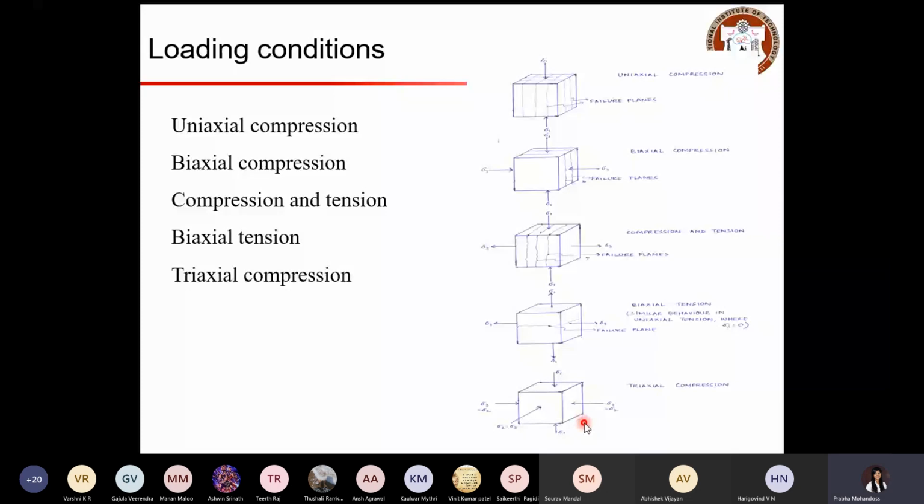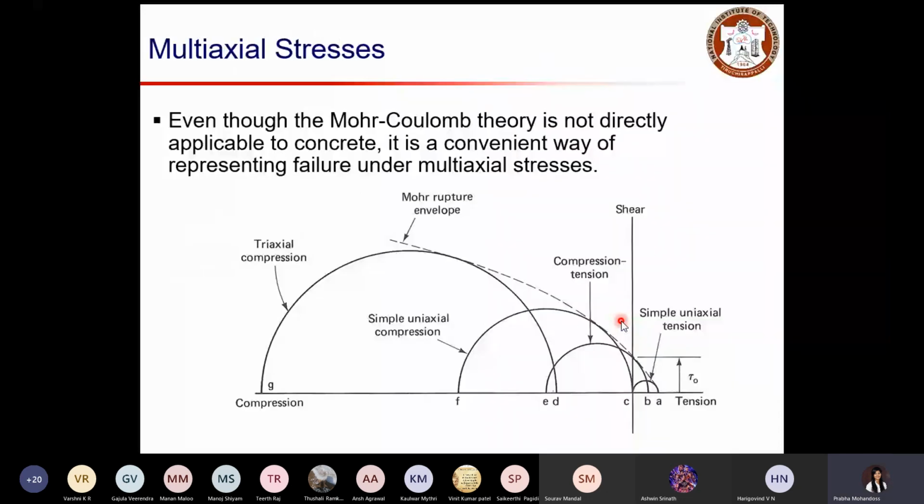Typically, this biaxial tension is not common when you use the concrete structure, because that may be induced indirectly by bending your member, but directly the biaxial tension is not the common case for concrete. But most often uniaxial compression loading case will be good enough to identify or to characterize the concrete. And this Mohr circle basically helps us to understand multi-axial stresses condition in your concrete.